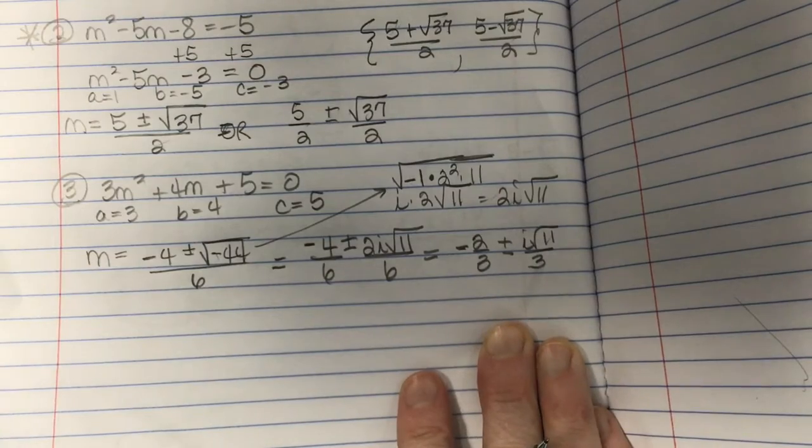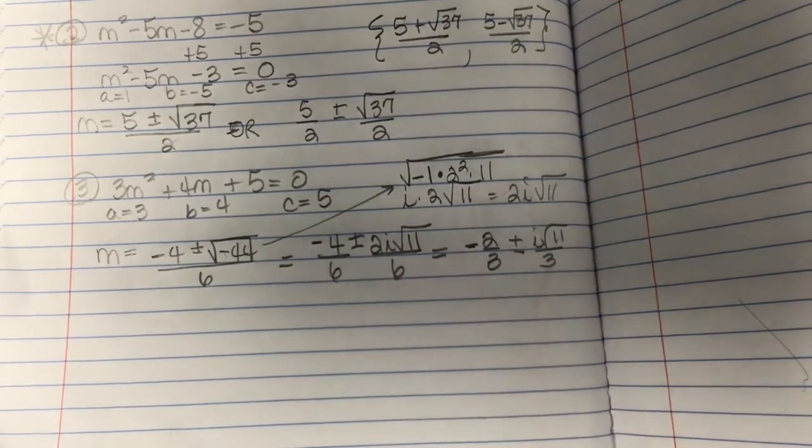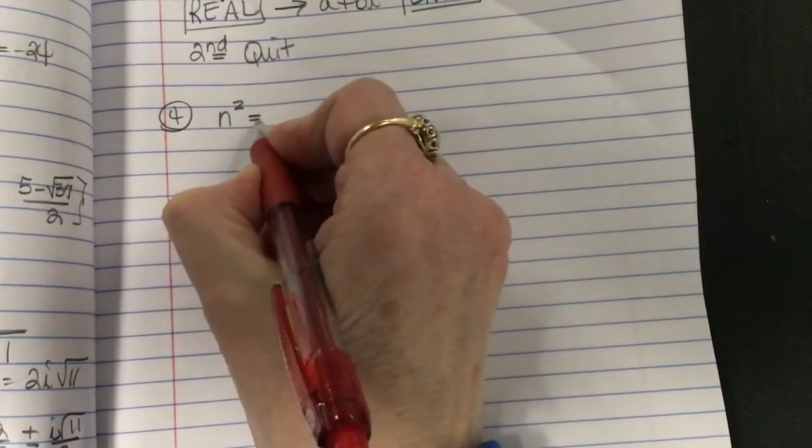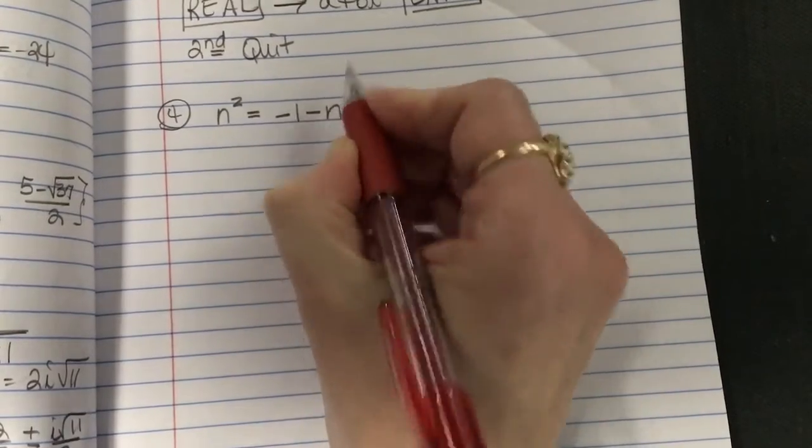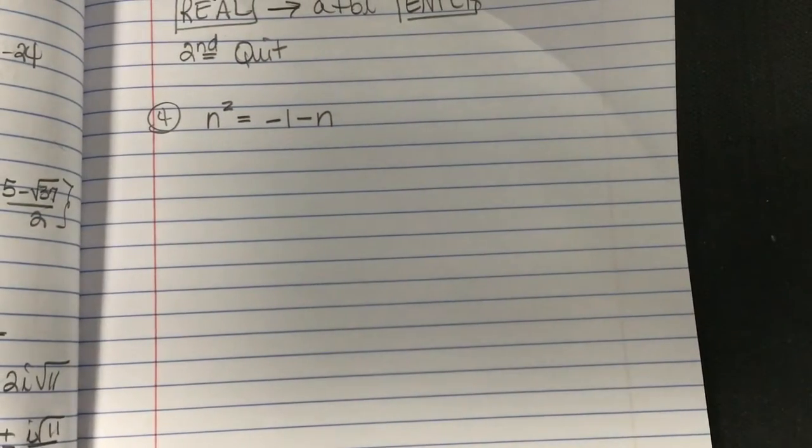I squared of 11 over 3. Okay, got it? Okay, number 4. N squared equals -1 minus n. Now, I kind of have to give you a little bit of insight to this one.